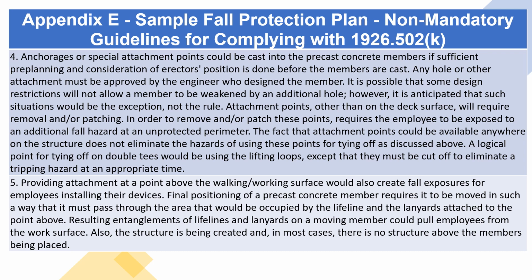5. Providing attachment at a point above the walking/working surface would also create fall exposures for employees installing their devices. Final positioning of a precast concrete member requires it to be moved in such a way that it must pass through the area that would be occupied by the lifeline and the lanyards attached to the point above. Resulting entanglements of lifelines and lanyards on a moving member could pull employees from the work surface. Also, the structure is being created and, in most cases, there is no structure above the members being placed.